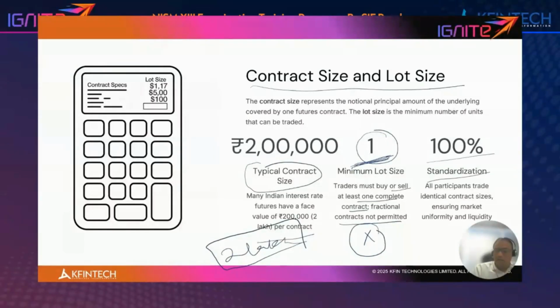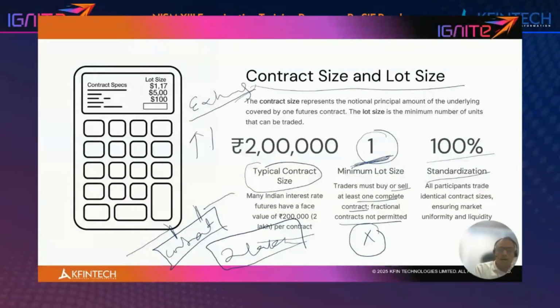100% standardization means that the buyer and seller are buying the same contract and there is no ambiguity in the contract. Since it is exchange traded, the contracts are predefined, the settlement is predefined, so there is no risk and it is 100% standardized. So remember that the minimum size is 2 lakhs and the minimum lot size is 1.